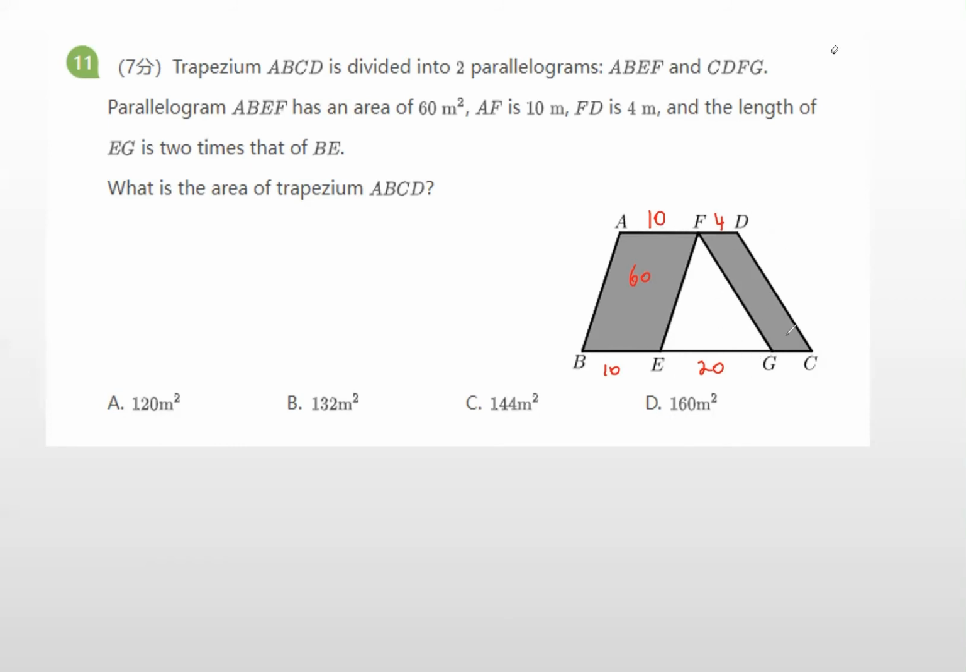So here, we also know that CG must be 4 as well, because it's a parallelogram, FD must be equal to CG, right? AF must be equal to BE. EG is 2 times BE, therefore 20. Now we've got the top part and the base. The formula for the area of the trapezium is the average of the top part and the base, times the height. So we need to work out what the height is.